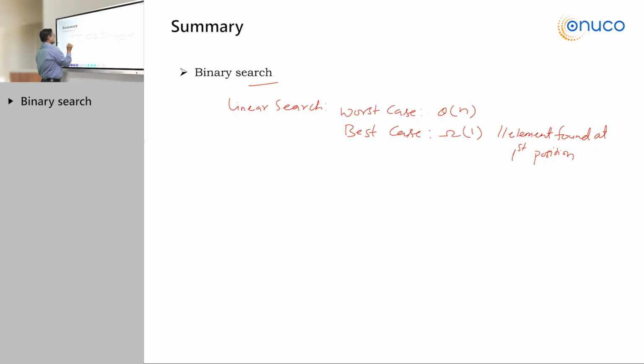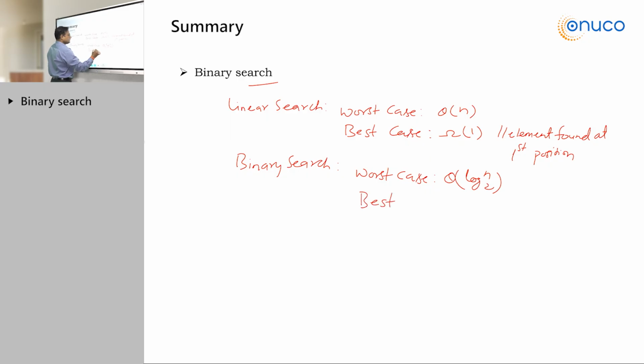Right? Similarly, when you are talking about binary search, the worst case is theta of log n base 2 and the best case is omega of 1, when we find the key element at the mid position. Right? Then it's called the best case.